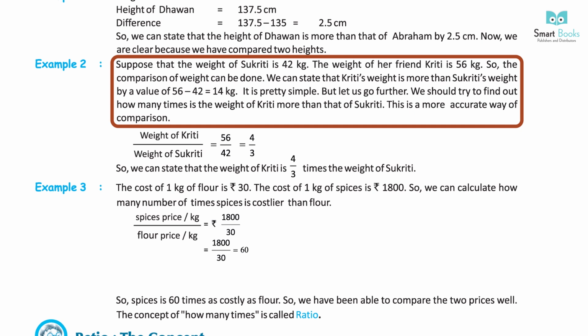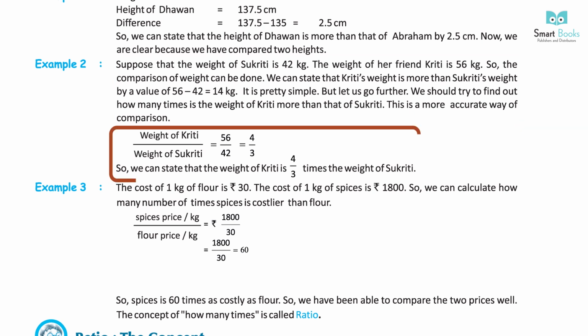We should try to find out how many times the weight of Kriti is more than that of Sukriti. This is a more accurate way of comparison. Weight of Kriti upon weight of Sukriti is equal to 56 upon 42, which is equal to 4 upon 3. So, we can state that the weight of Kriti is 4 upon 3 times the weight of Sukriti.